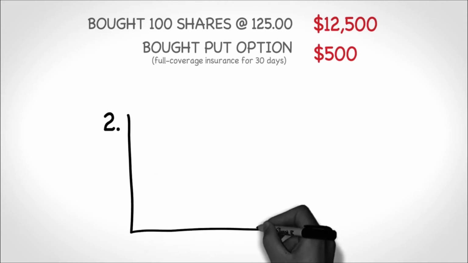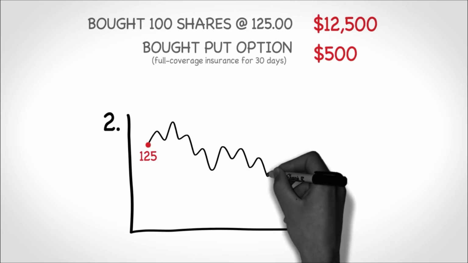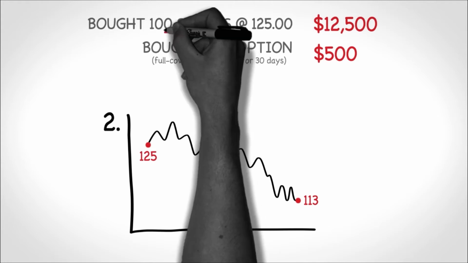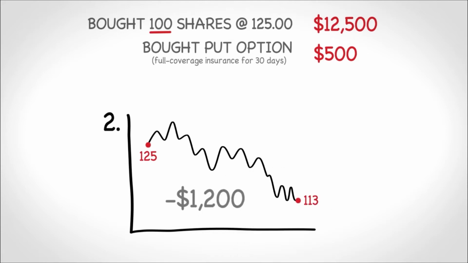Now, in this scenario, rather than the stock price going up, let's say the stock price goes down to $113 per share. So the stock's share price is now $12 cheaper than where you initially bought it. And since you own 100 shares, that means you've lost $1,200. But thankfully, you bought a put option as insurance.